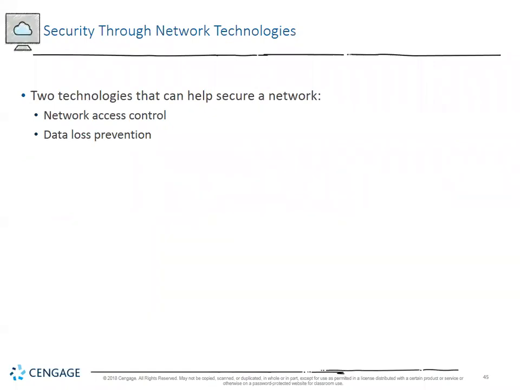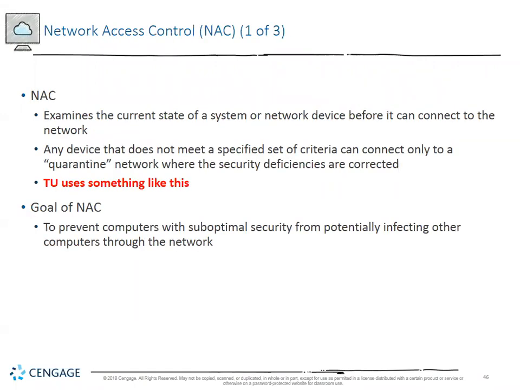It says two techniques help secure network access control and data loss. Let's talk about those two. Network access control. I put a red note in here. When I first went to TU, Tulsa University, years ago, I connected my computer into the network, and it basically said I needed some updates. What their system did was scan my computer, and it would not let me do anything until I did these updates. Kind of a cool system. You can tell it to check for updates, check for antivirus, whatever. And it says any device that does not meet the specific criteria could be quarantined.